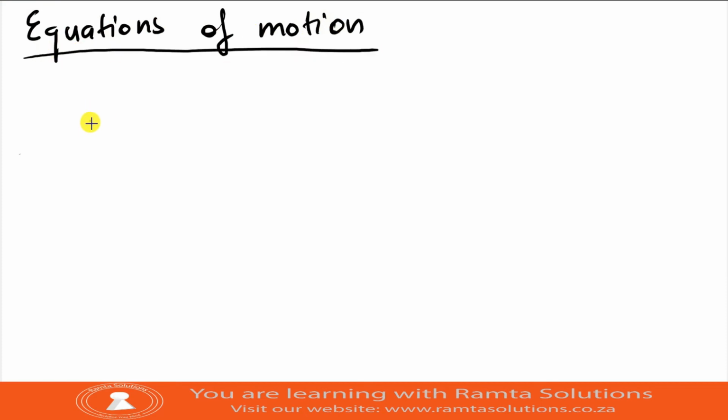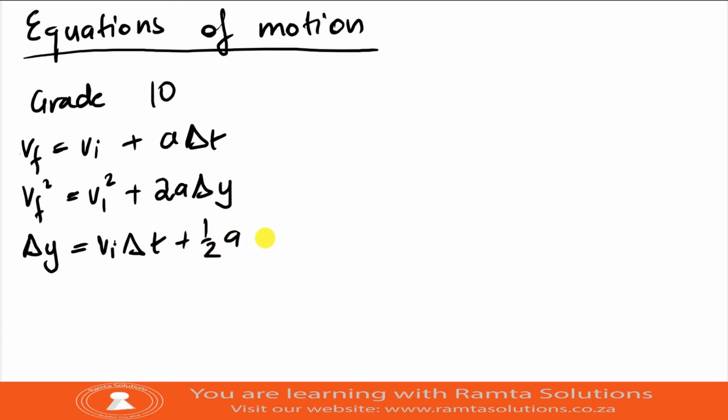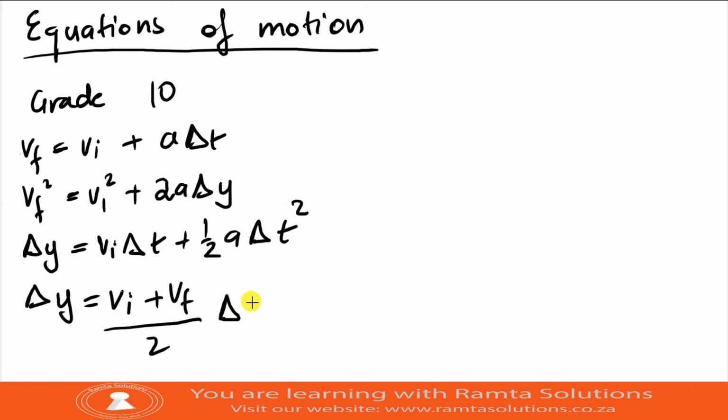Now, we then use equations of motion. So in grade 10, you came across these formulas. You once said VF equals VI plus A delta T. You also said VF squared equals VI squared plus 2A delta Y. And you said delta Y equals VI delta T plus half A delta T squared. Finally, you said delta Y equals VI plus VF all over 2 times delta T.